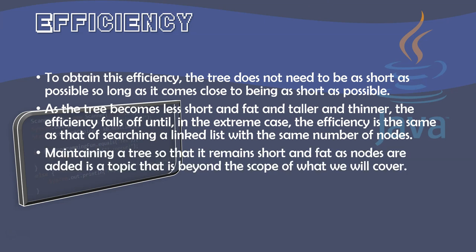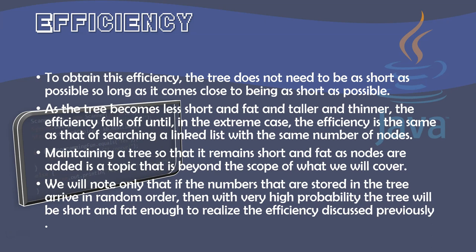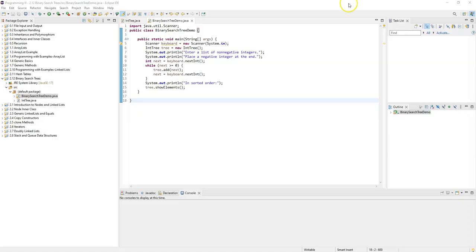Now, maintaining a tree so it remains short and fat as nodes are added is a topic that's beyond the scope of what we're going to cover here. We only need to note that if the numbers stored in the tree arrive in random order, then there's a very high probability that the tree will be short and fat, enough to realize the efficiency that we have discussed previously. And here we are, of course, over in Eclipse.